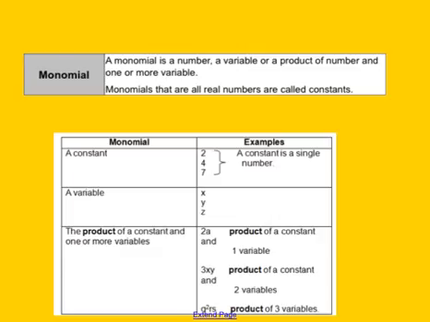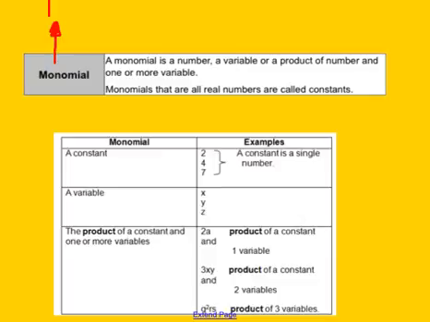What we're talking about is a monomial. A monomial is a number, a variable, or a product of a number and one or more variables. Monomials that are all real numbers are called constants. So this is just a little fact chart for you. Here's the deal.